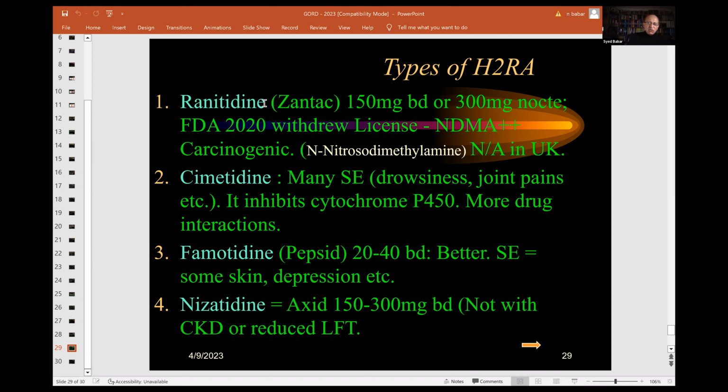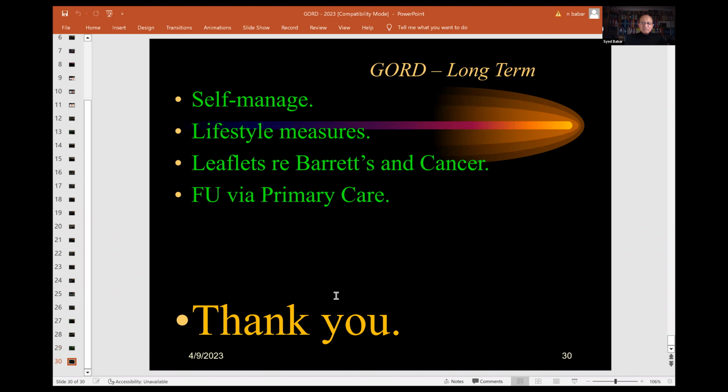Although ranitidine is no longer made, cimetidine is not used as the first choice. It may still be in use in special circumstances. An alternative called Pepcid, which is famotidine, is much better. The side effects are dermatological and depression. Nizatidine, a newer agent, Axid, is similar to Zantac in its strength, but it should not be given with chronic kidney disease or when there is derangement of liver functions.